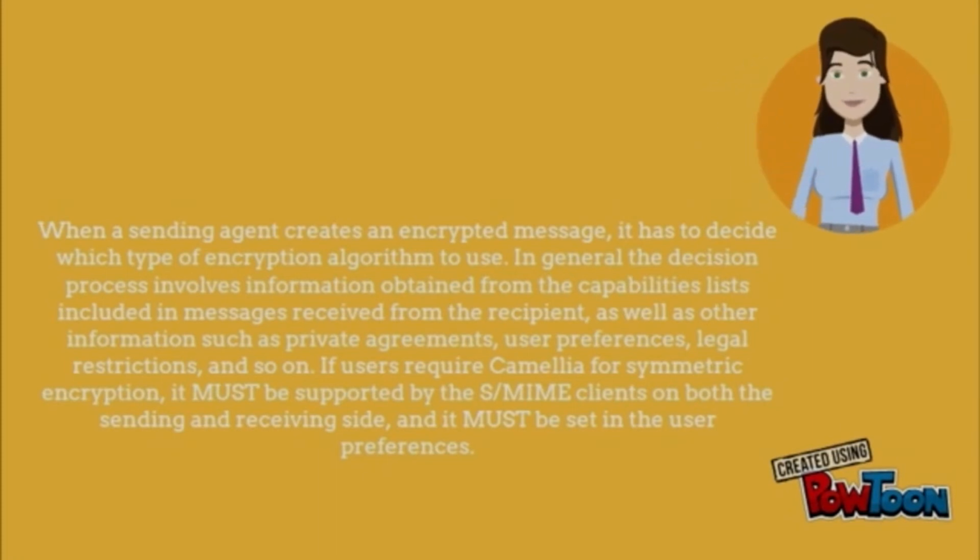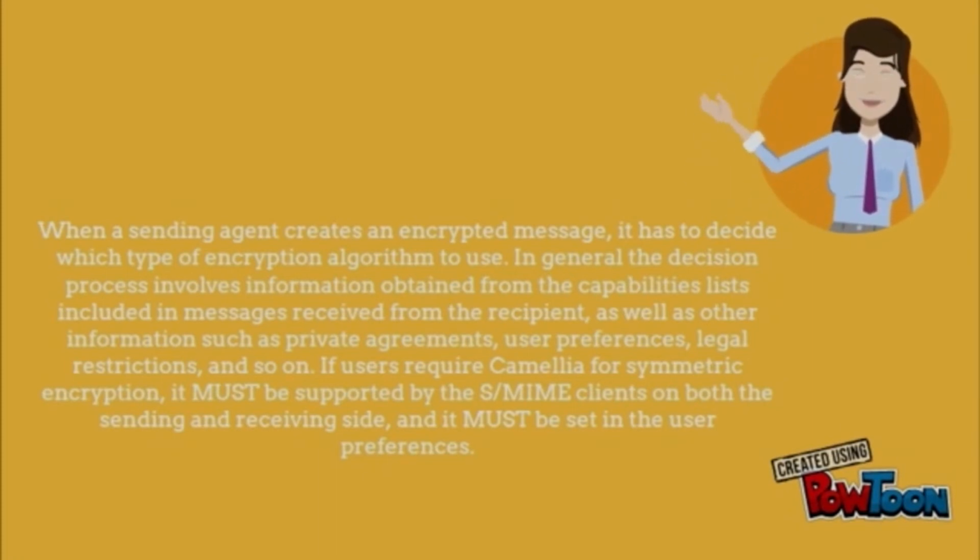When a sending agent creates an encrypted message, it has to decide which type of encryption algorithm to use. In general, the decision process involves information obtained from the capabilities list included in a message received from the recipient, as well as other information such as private agreements, user preference, legal restrictions, and so on. If the user requires Camellia for symmetric encryption, it must be supported by the S/MIME client on both the sending and receiving side, and it must be set in the user preference.